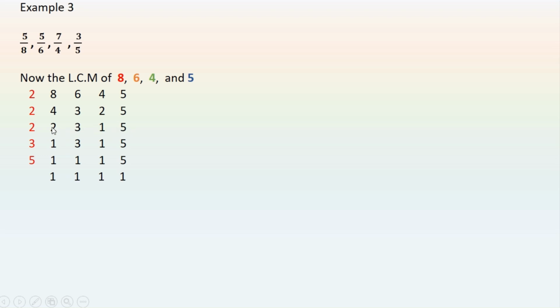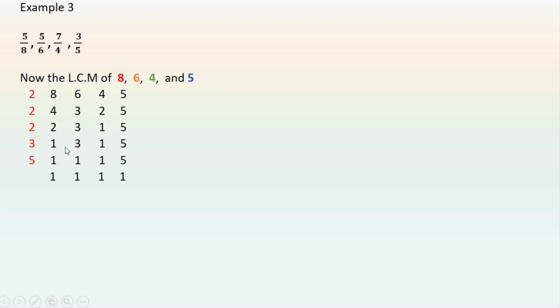So what number can divide all these 4 digits? No number can divide all these 4 digits, but they can divide themselves. So 2 divided by itself is 1. I'll repeat my 3 down, repeat my 1, and repeat my 5. So I have 1, 1 here. I'm left with 3 and 5.